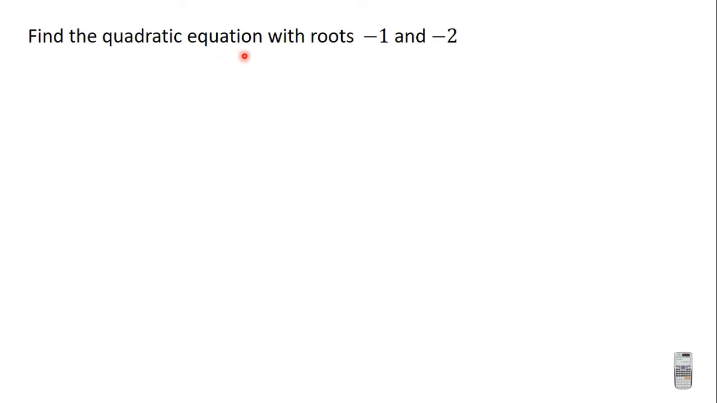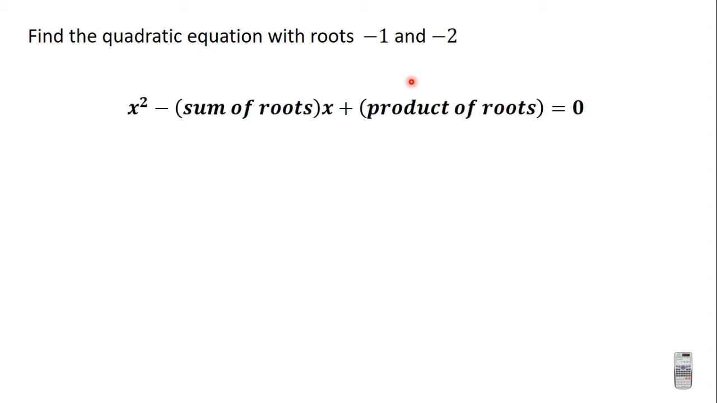Find the quadratic equation with roots -1 and -2. In the previous video, we said that we are going to assume that the variable in the equation is x. If the variable in the equation is x, then the quadratic equation is given by x squared minus sum of roots x plus product of roots is equal to 0. The roots are -1 and -2.